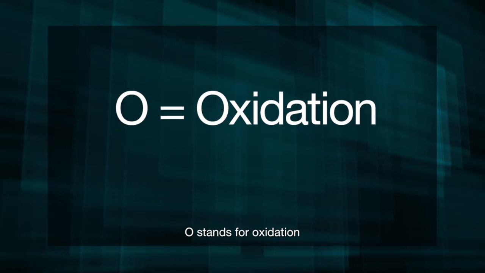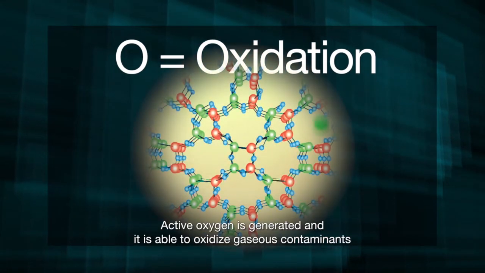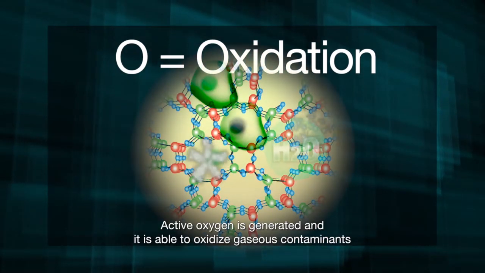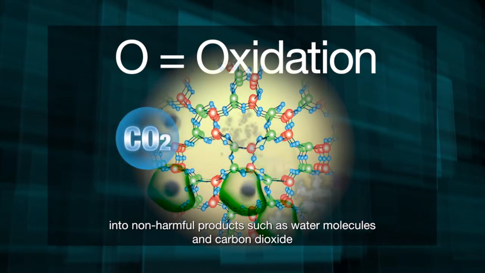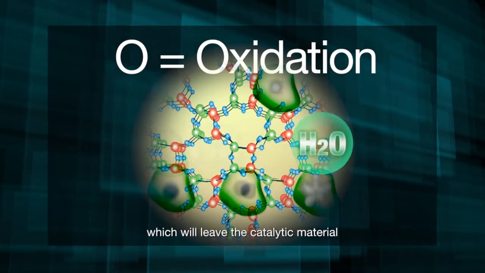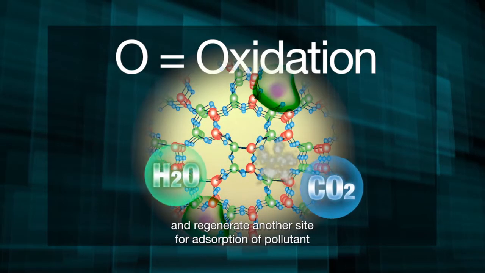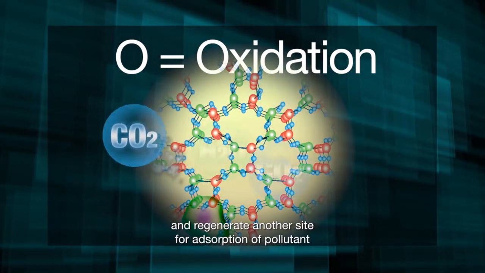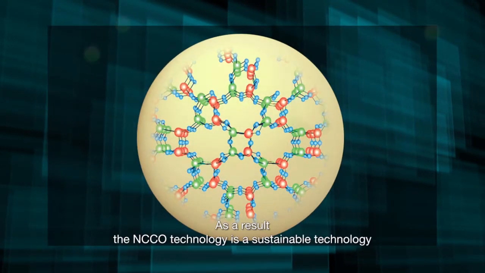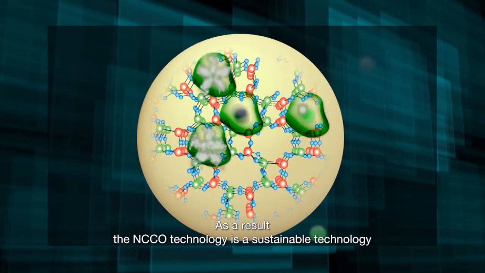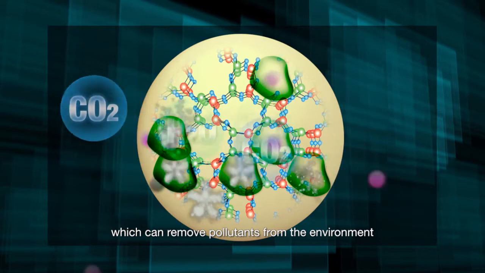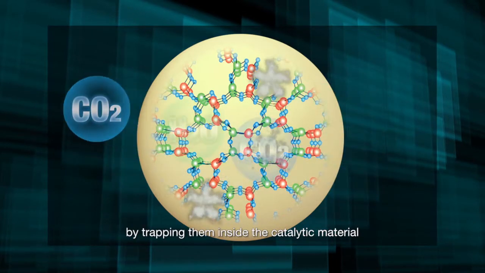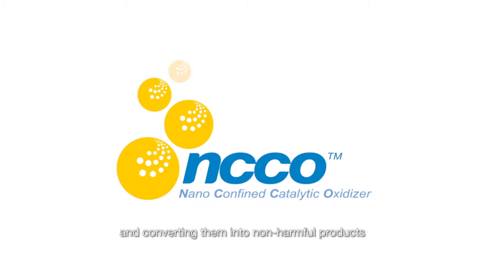O stands for oxidation. Active oxygen is generated and it is able to oxidize gaseous contaminants into non-harmful products such as water molecules and carbon dioxide, which will leave the catalytic material and regenerate another site for the absorption of pollutants. As a result, the NCCO technology is a sustainable technology which can remove pollutants from the environment by trapping them inside the catalytic material and converting them into non-harmful products.